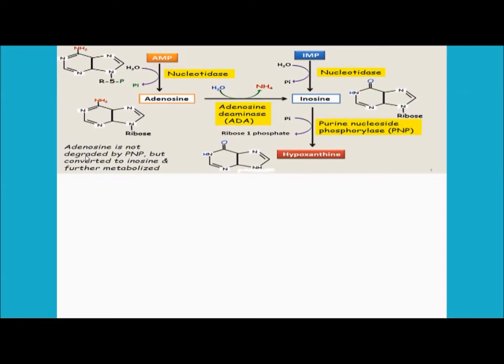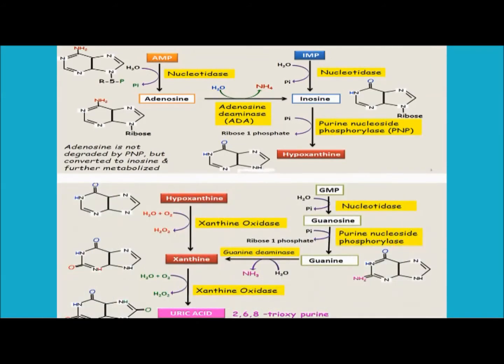But you have to remember one thing that I have written here: adenosine is not degraded by the PNP, but it is converted into inosine and further metabolized in the body. Once this hypoxanthine is formed, by virtue of the enzyme xanthine oxidase it gets converted into xanthine, and this xanthine again by virtue of the enzyme xanthine oxidase gets converted into uric acid. Similarly, the GMP gets converted into guanosine, then to guanine, and again it gets converted into xanthine. This is the basic reaction.